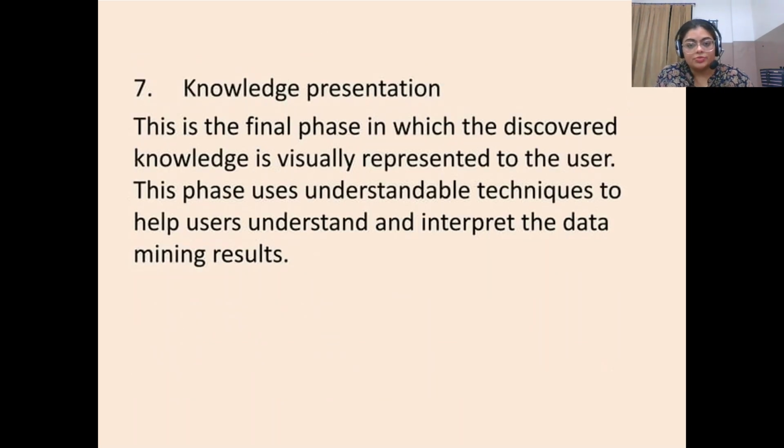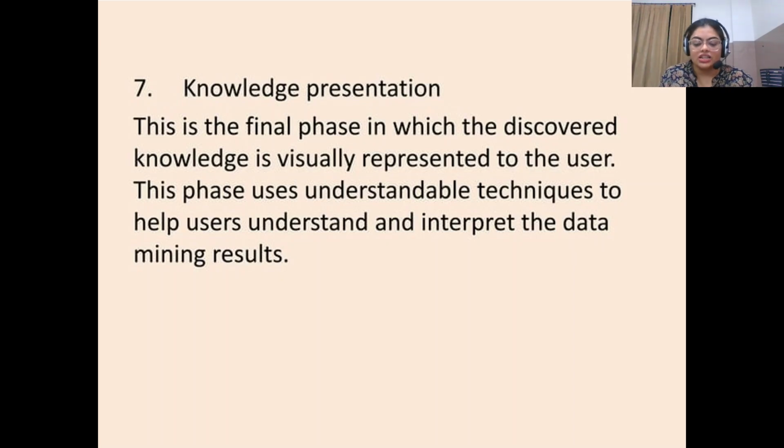And seven, knowledge presentation. This is the final phase in which the discovered knowledge is visually represented to the user. This phase uses understandable techniques to help users understand and interpret the data mining results.